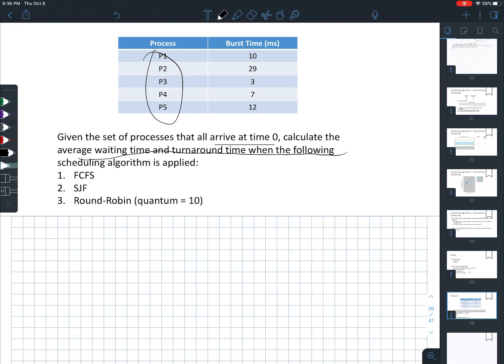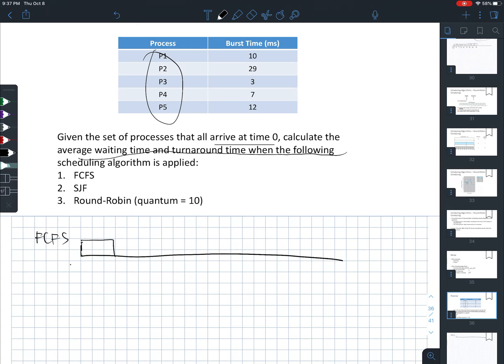So yes, we all know what is waiting time, but some of you may forget what is the definition of turnaround time. Turnaround time means the time between a process is ready and the time when it is finished. Okay, so first let's check what's the result of first come first serve. First come first serve is pretty simple.